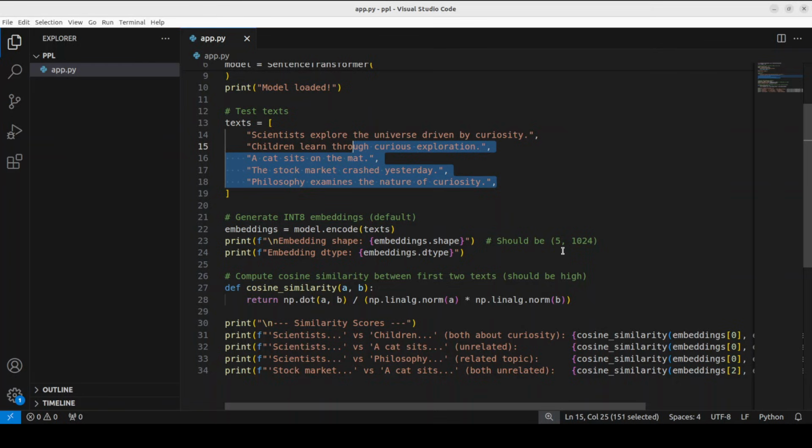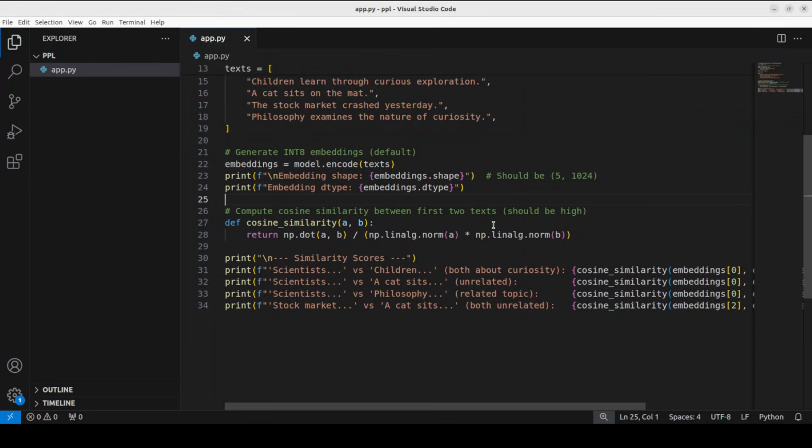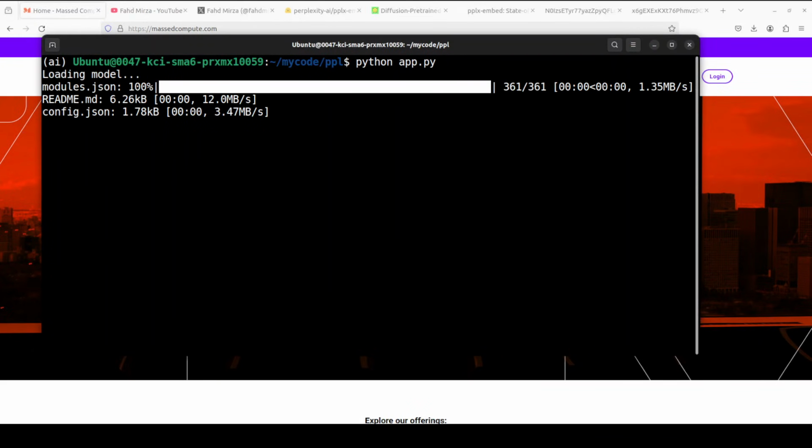Then it is measuring how semantically similar those sentences are to each other using cosine similarity, which primarily means checking whether the model correctly understands that sentences about curiosity are closer in meaning to each other than they are to unrelated sentences like a cat sits on the mat. These are the curiosity ones, and this is where we do a sanity check that the model is working correctly on our system and on our data. So let's go to our terminal and run it. It is downloading the model, as you can see.